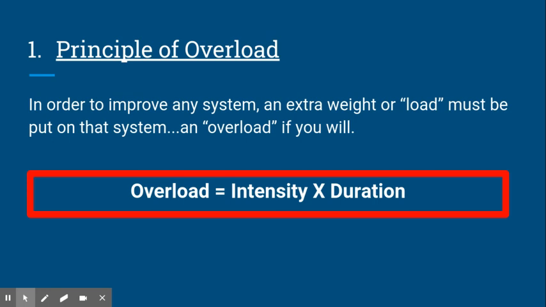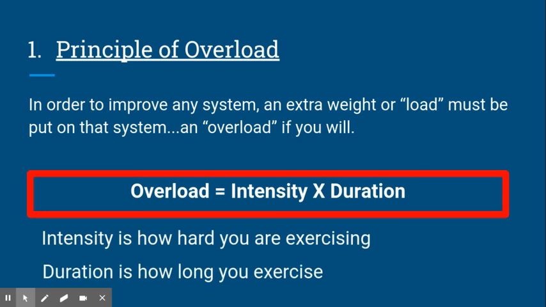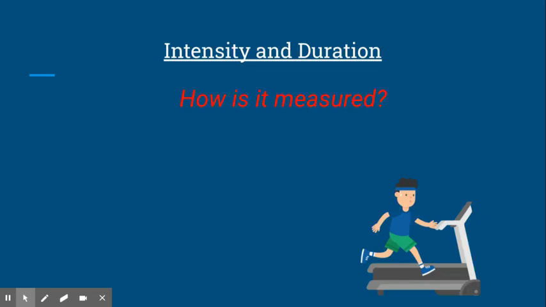The equation for overload is intensity times duration. So let's look at those two words. Intensity is how hard you're exercising, and duration is how long you are exercising. So let's talk about how we would measure that.